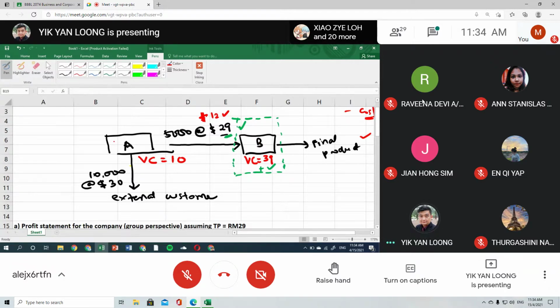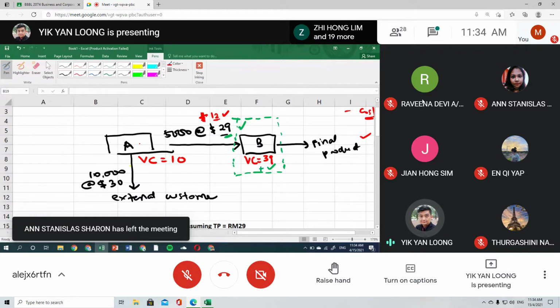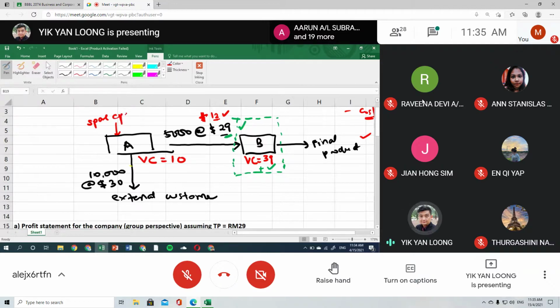The question here is, do you think A will accept the transfer price at 12? It's mentioned in the question that A currently uses spare capacity for internal transfer. Because it is using spare capacity, fixed cost will not be included. A only needs to make sure that the fixed cost will still be the same, and that for every internal transfer there is an additional contribution earned.